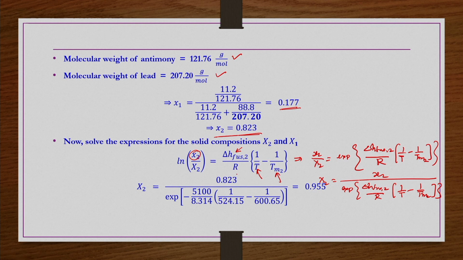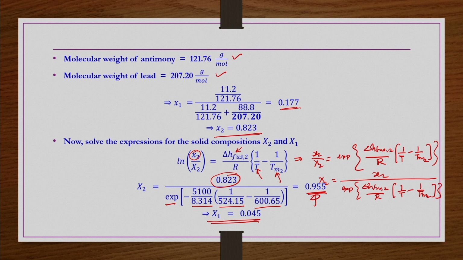So x2 is 0.823 divided by exponential of delta H fusion, which is minus 5100, it is given as 5.1 kilojoule. R is 8.314, and the eutectic temperature T is given and Tm2 is given. So all that you substitute, then you get 0.955. So that means x1 is 0.045. So in the lead rich phase, lead is very high, almost 95.5% by moles. Okay. This is how we can solve the different types of problems in SLE.